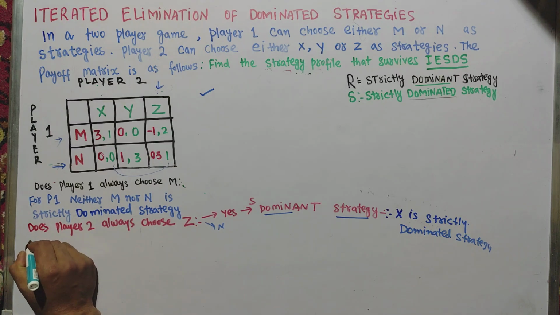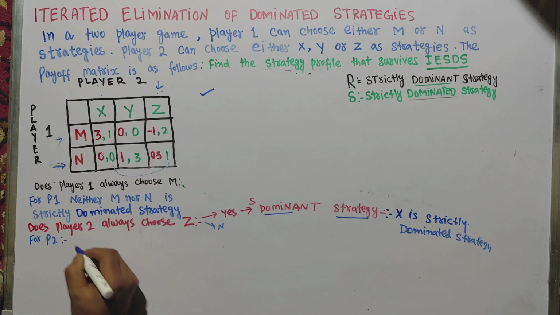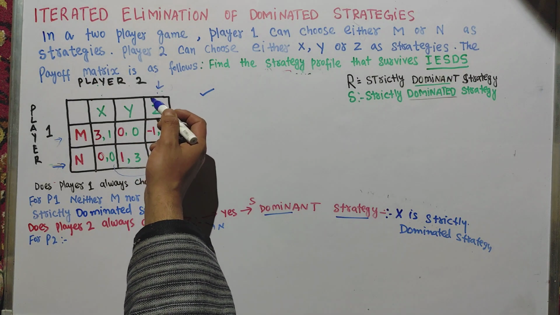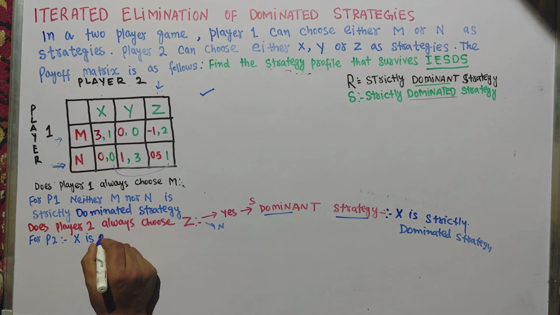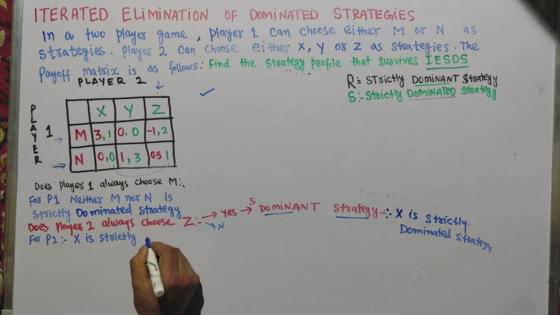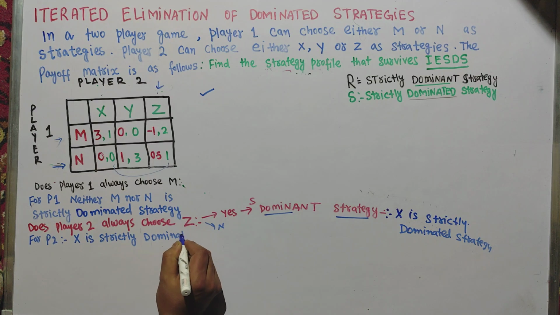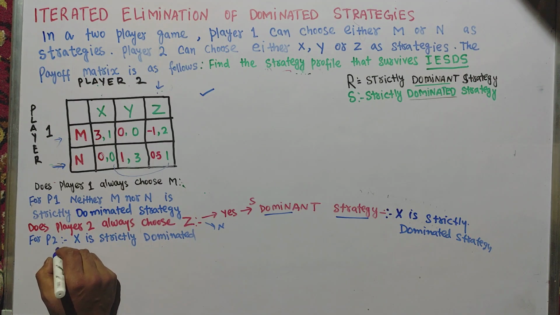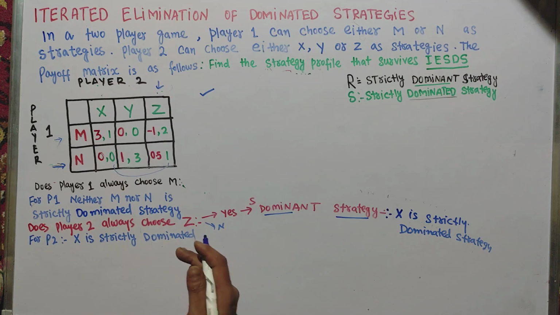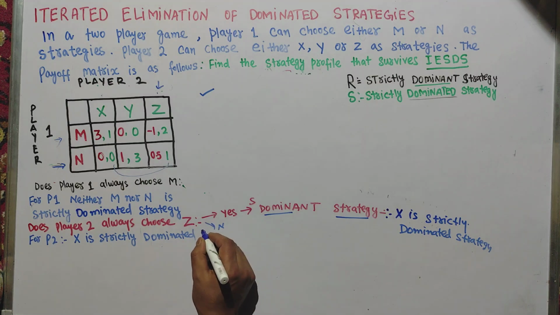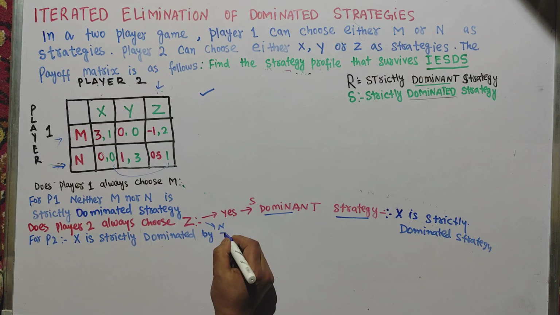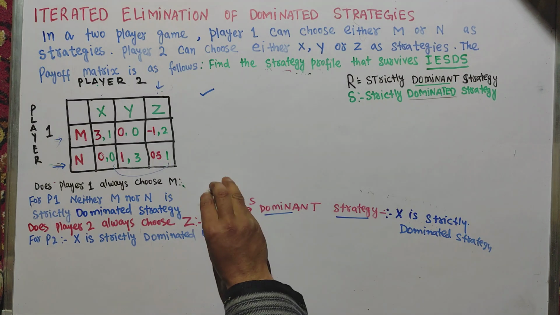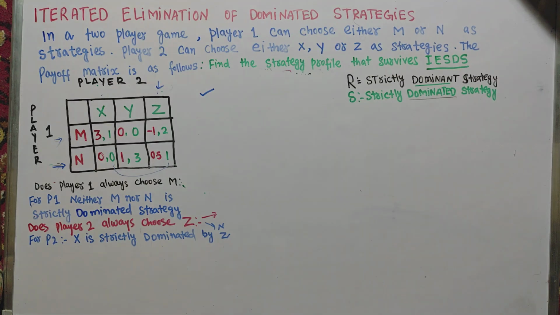Okay, and let's write it here. For player 2, we can see X is a strictly dominated strategy, or we say playing X is strictly dominated by Z. So this iterated elimination of strictly dominated strategies means we have to then eliminate the strictly dominated strategy.